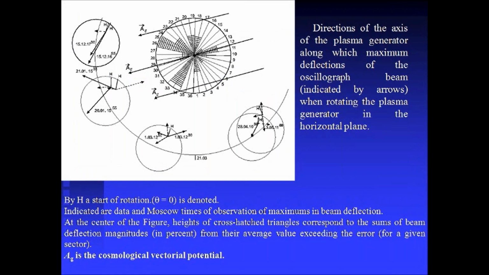This experiment showed the new force rejecting substance out of weakened summary potential along the generatrix of a cone with an opening of 100 degrees around the cosmological vector potential, having the coordinates right ascension 293 degrees and declination 36 degrees. The new force can influence the beta decay rate.